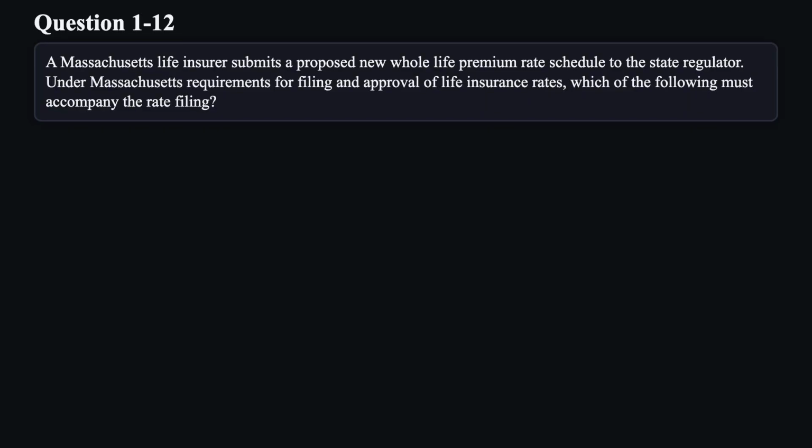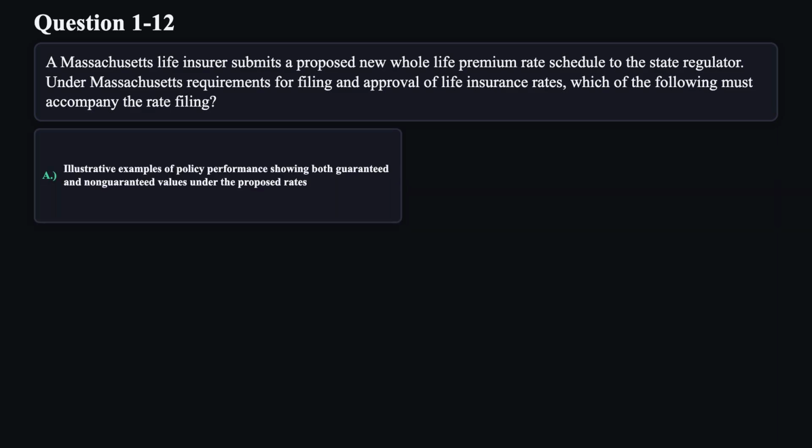Question 12. A Massachusetts life insurer submits a proposed new whole life premium rate schedule to the state regulator. Under Massachusetts requirements for filing and approval of life insurance rates, which of the following must accompany the rate filing?